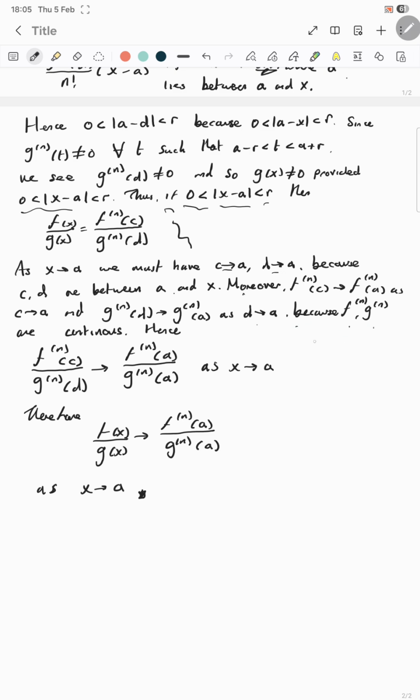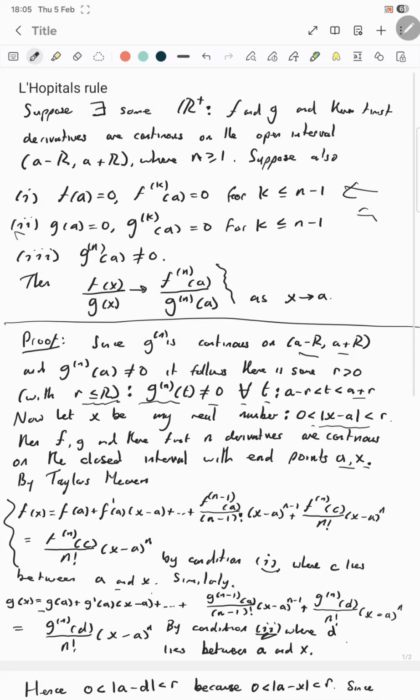because f to the n and g to the n are continuous, and hence we get the condition here as x goes to a. Therefore, f of x over g of x goes to f to the n of a over g to the n of a as x goes to a. That's L'Hopital's rule.